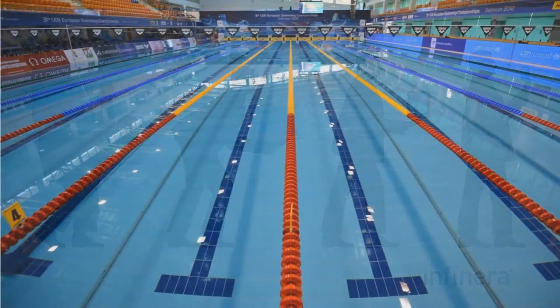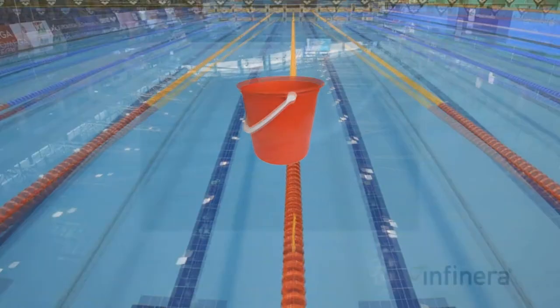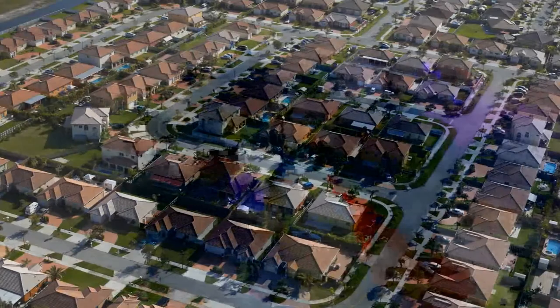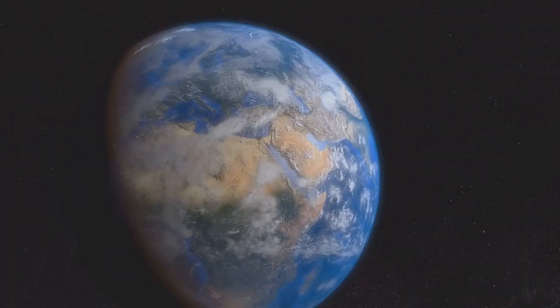In fact, if the water in this Olympic-sized swimming pool represents the volume of data passing every second over the global internet, then this bucket would be about the amount of data that passes over satellites. The rest of it passes over optical fiber. Fibers stretch around your neighborhood, across your city, across your country, and right around the world. You might be surprised to learn that each fiber is thinner than a human hair.